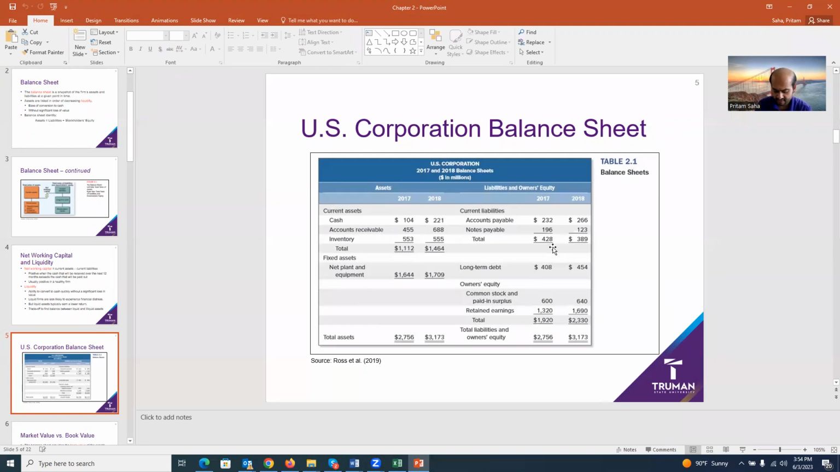So if we deduct 428 from $1,112, it should be $684. So in 2017, the corporation has $684 of net working capital, okay?